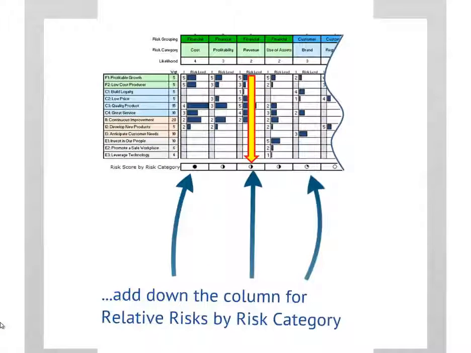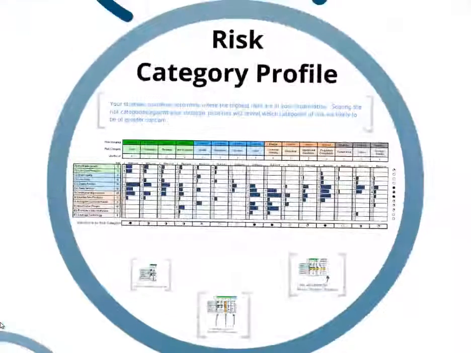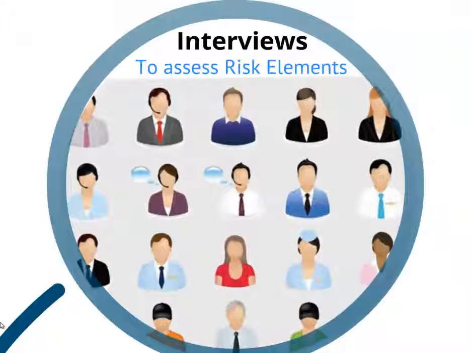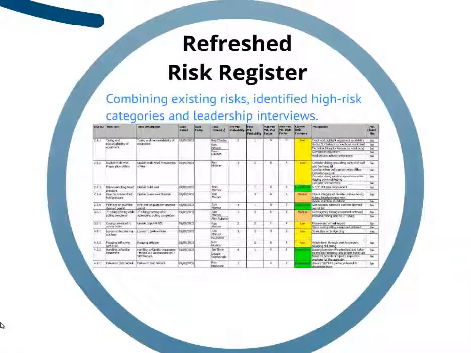We can also add down the columns to begin to determine the quantity of risks relative to each of those risk categories. Or in fact, we can add up across the strategic objectives to see what is risk by strategic objective. Regardless, this gives you an overall view of where risks are occurring across those categories. Now, you can take that input and use that in combination with that existing risk register we looked at before, and interviewing your leadership team to now come up with a refreshed risk register.